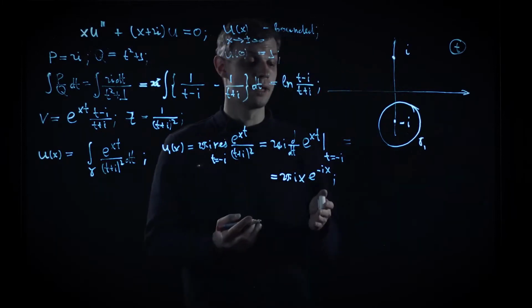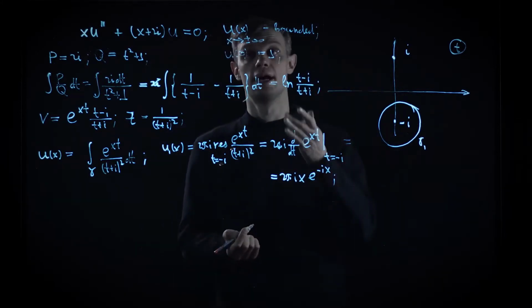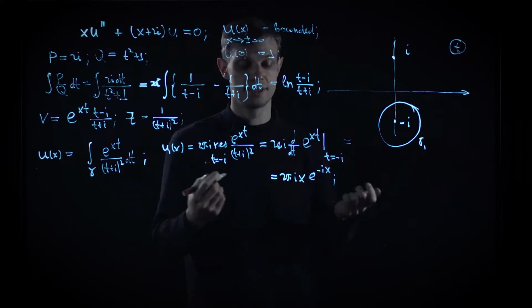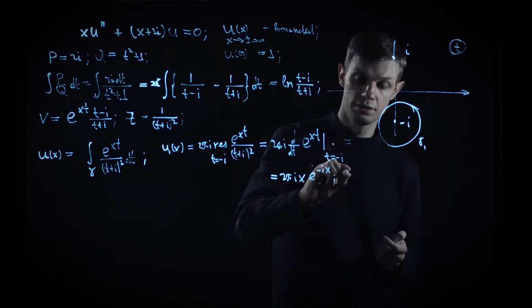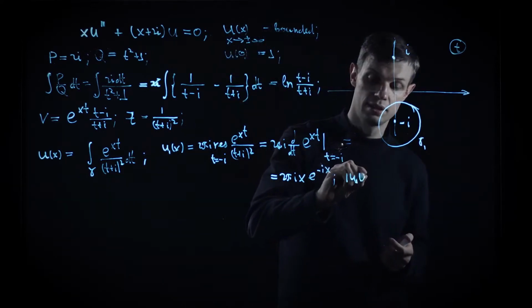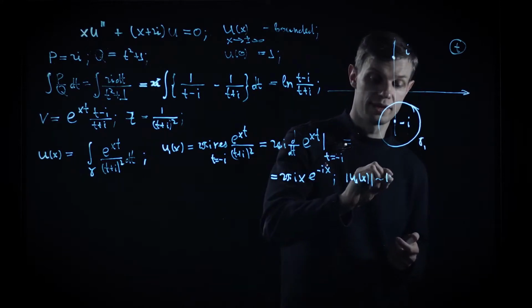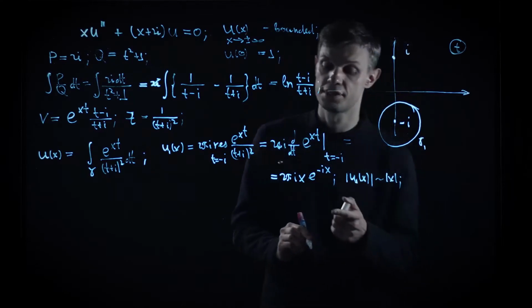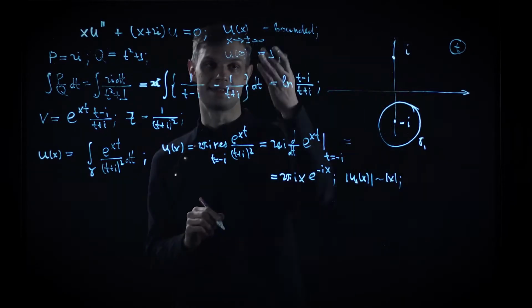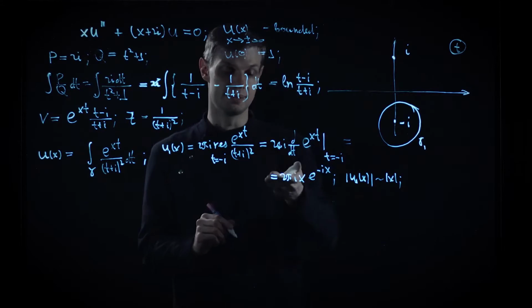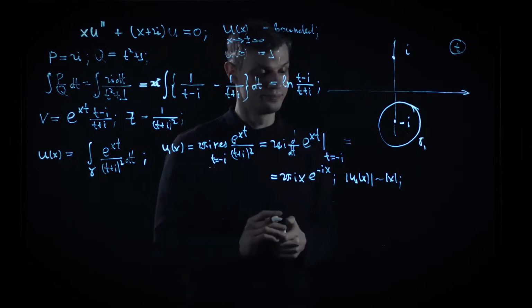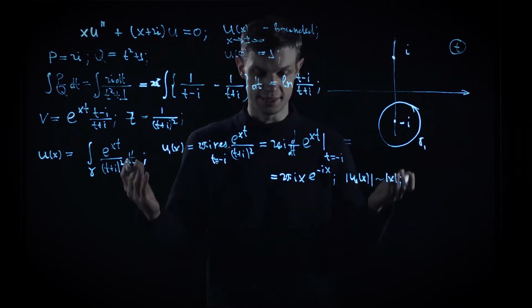Oh, quite a nice solution. But the problem is that it's unbounded at x tending to plus or minus infinity, because the modulus of u1 of x behaves as the modulus of x. And even worse, at x equal to 0, it can't be normalized. It's equal to 0. So this solution doesn't satisfy us.